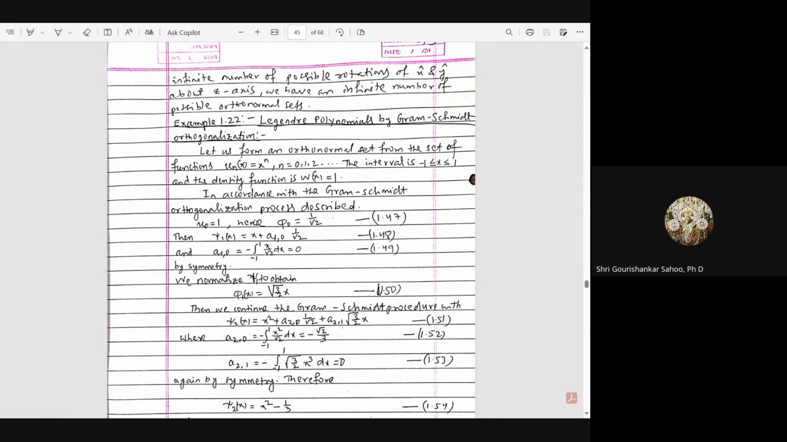So let us have an example. Legendre polynomials you know from your BSc class, and you can have them by Gram-Schmidt orthogonalization. It is shown on the screen.